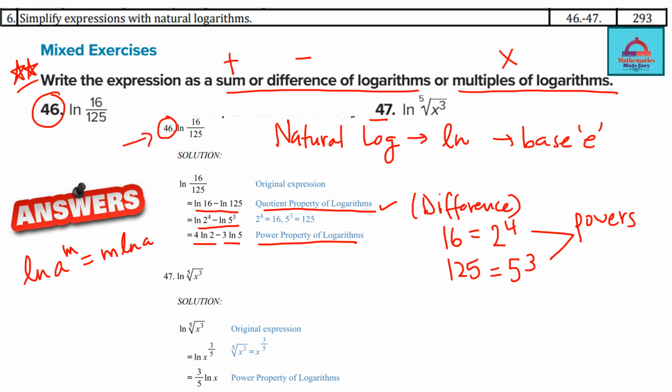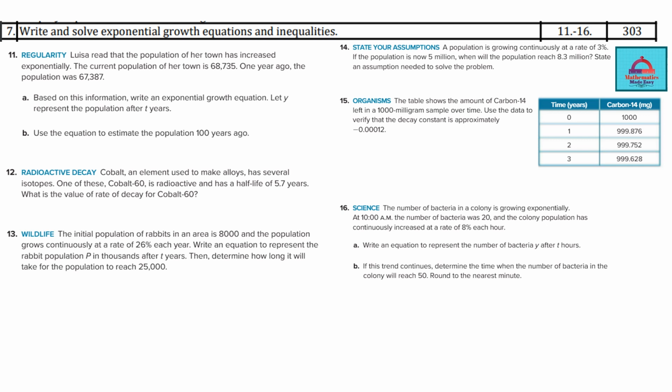Let's discuss a little bit about 47 also. It's important. In 47, what is different? You have x cube and you have fifth power. So there are two powers. Convert this radical to exponential and then apply the power property. Okay, so let's now discuss some other important questions.